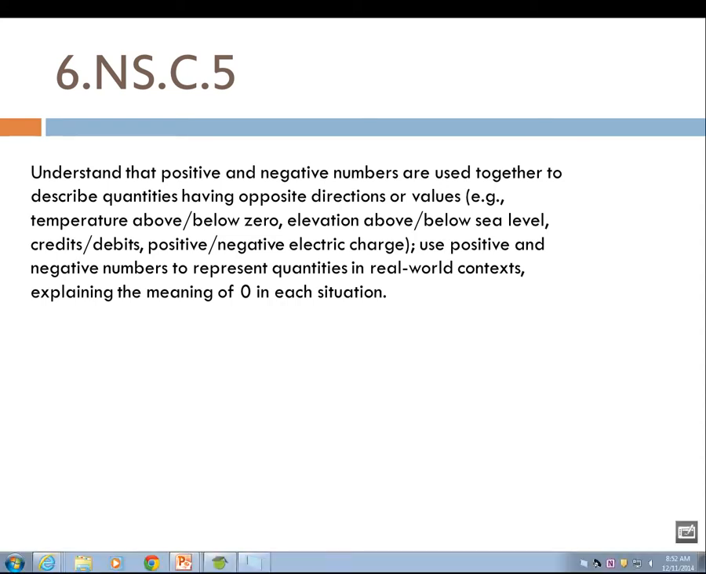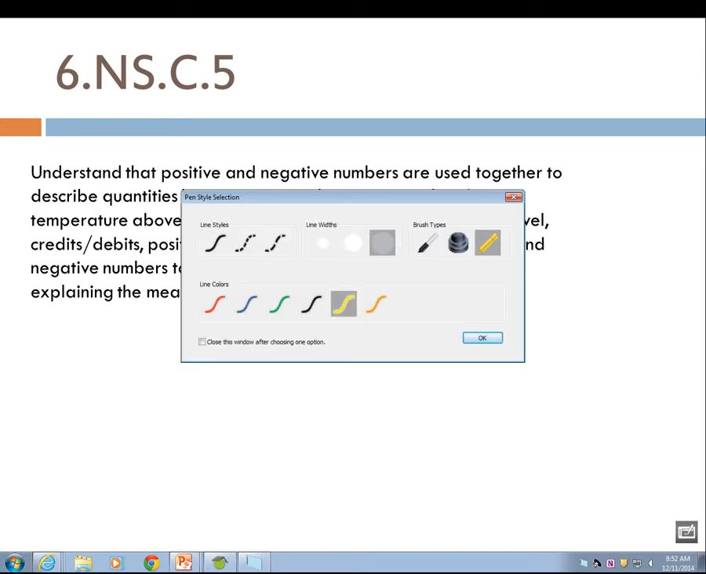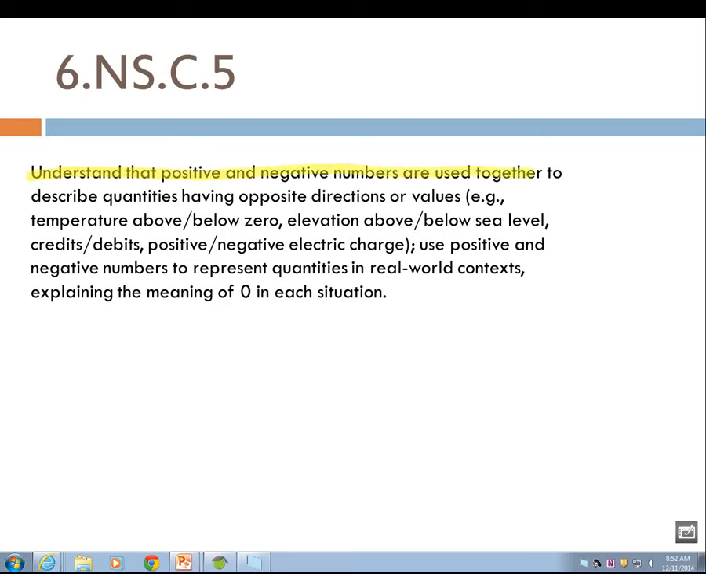So you just do, let's do highlighter. You can just write down what it says there if you can see that. Understand that positive and negative numbers are used together, having opposite directions or values. Good? All right.